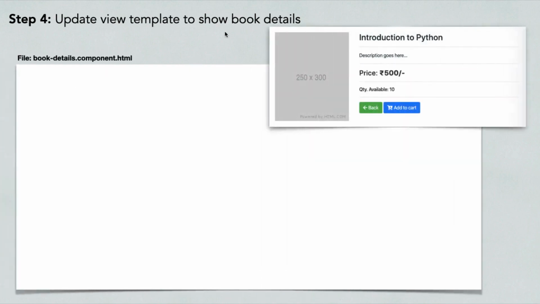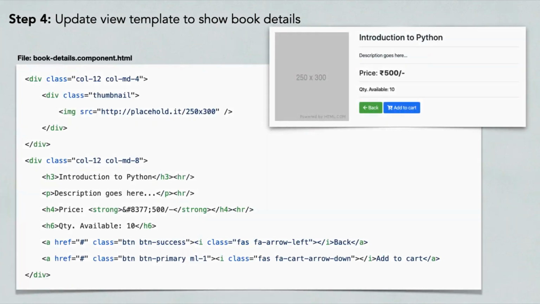And step 4 is to update a view template to show the book details. We're going to create 2 columns within the book details view template. The first column is for displaying the image, and the second column is for displaying the book information. So for now we are going to hardcode the book information. Later we are going to display the information dynamically.